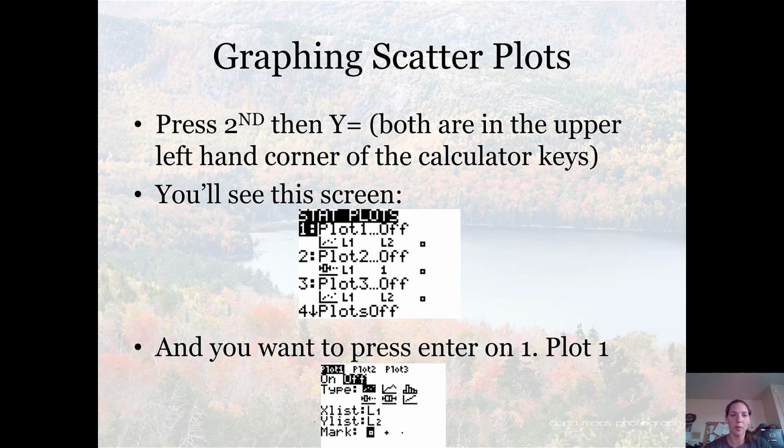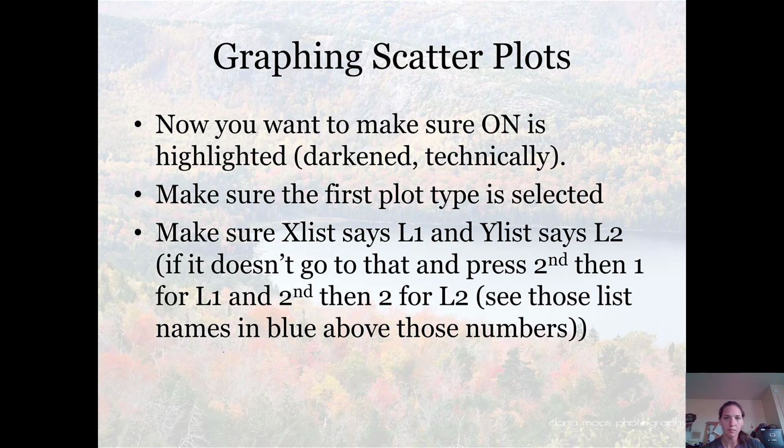All right, so to graph your scatter plot, you're going to press second, then your Y equals. Both of those are up in the top left-hand corner on the calculator. Then you'll get this screen. And they may be off, they may be on, whatever. You want to make sure that plot 2 and plot 3 are off so it doesn't get mad at you, and press Enter on plot 1. You'll want to go down and select on, leave the type as the scatter plot option, the one that's not connected, and then make sure your X list and your Y list are correct.